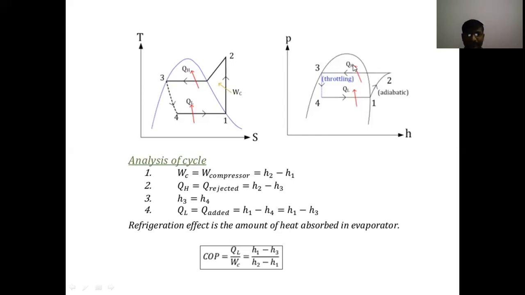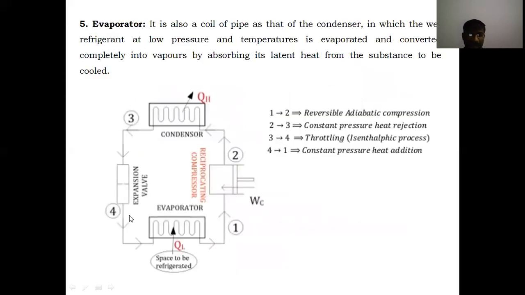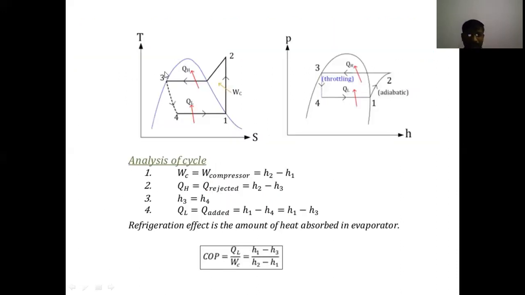Condensation process by rejecting the heat QH to the atmosphere. Okay. Then 3 to 4, after the condenser, the device is the expansion valve or throttle valve, in which the isenthalpic process takes place. 3 to 4 is the isenthalpic process. It is an irreversible process. That's why it is represented by a dotted line. The isenthalpic process in the expansion valve is an irreversible process, or it is a throttling process. A throttling process is an irreversible process.